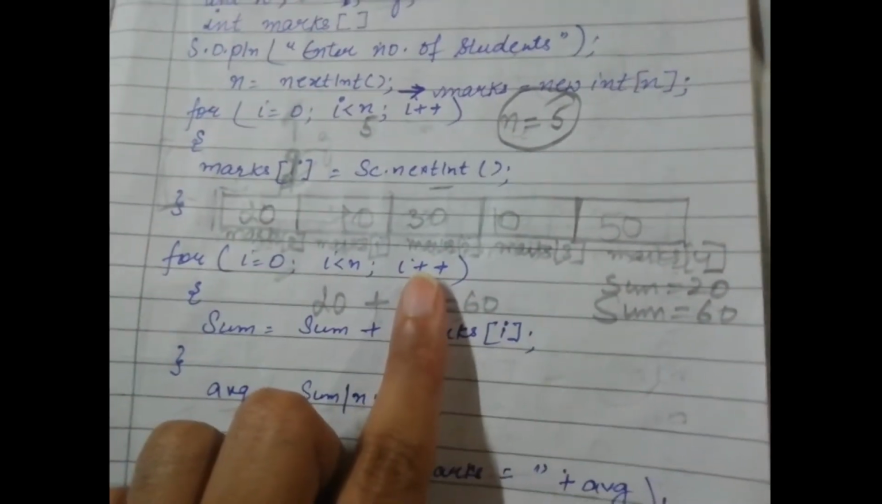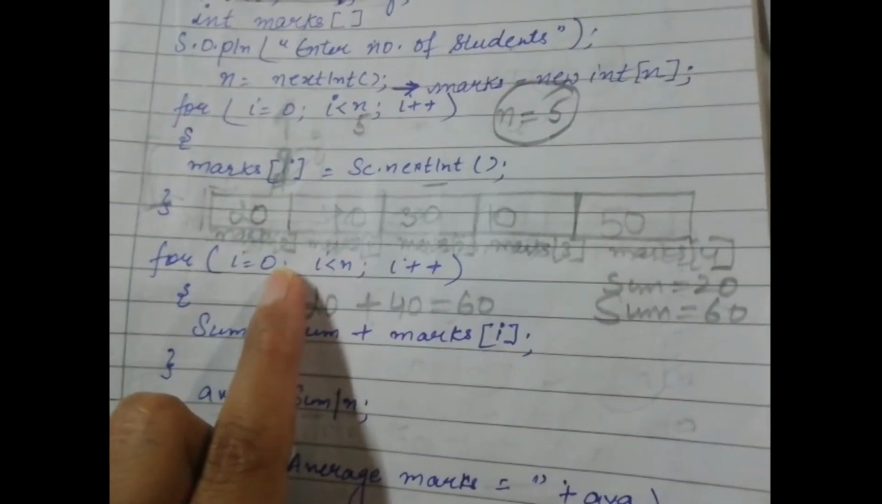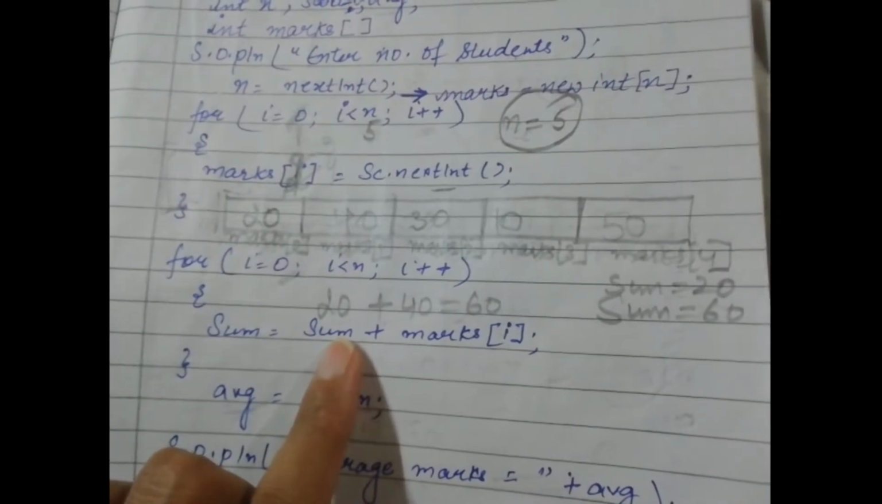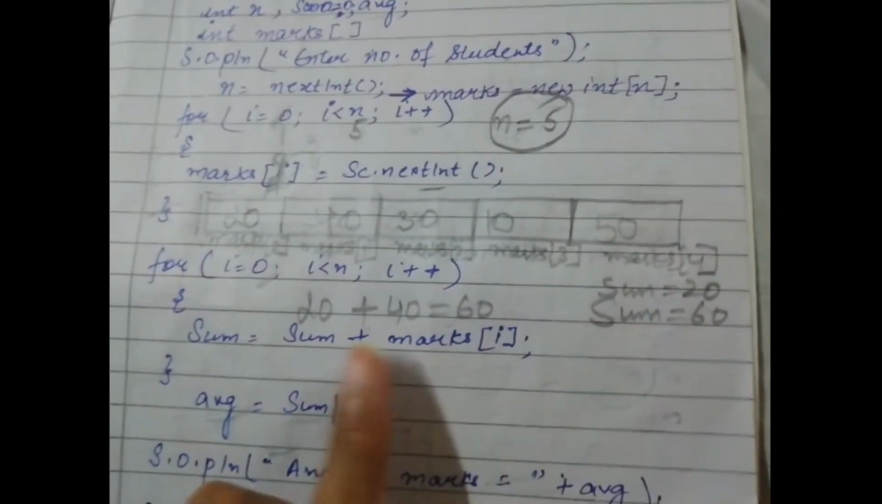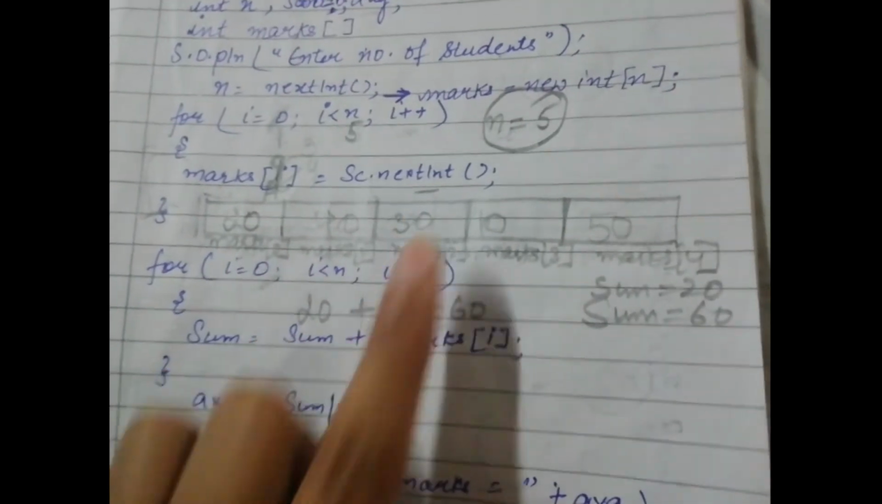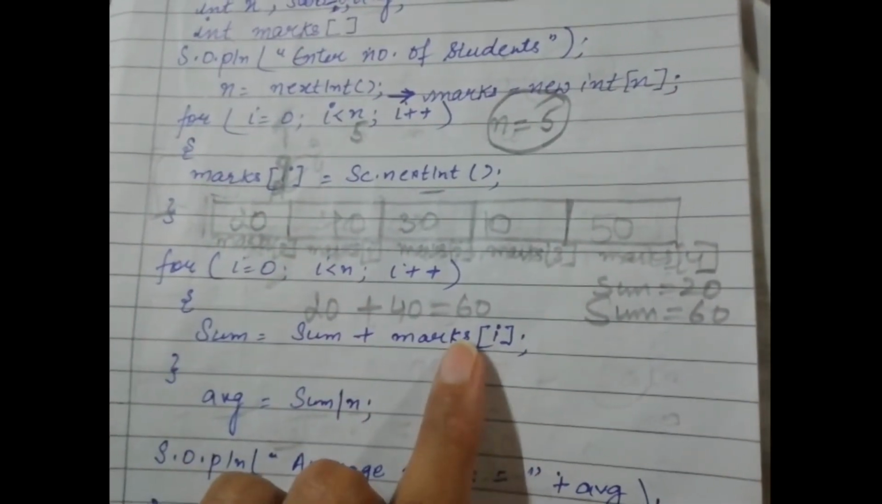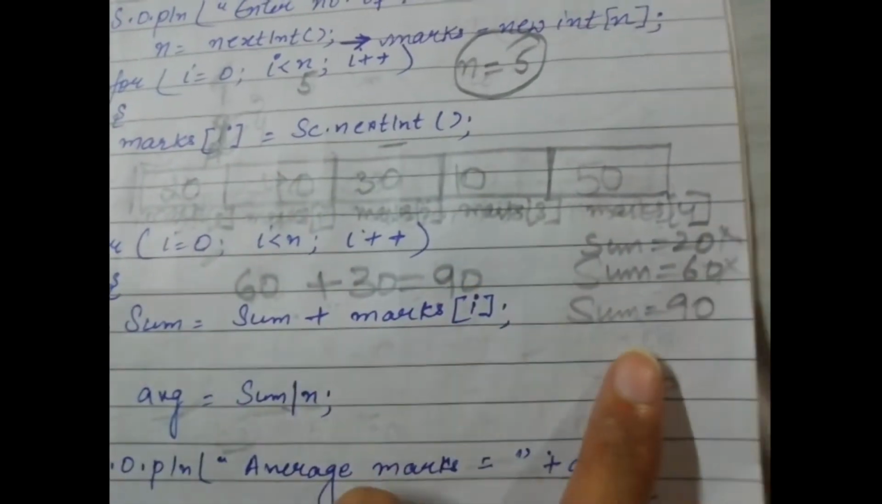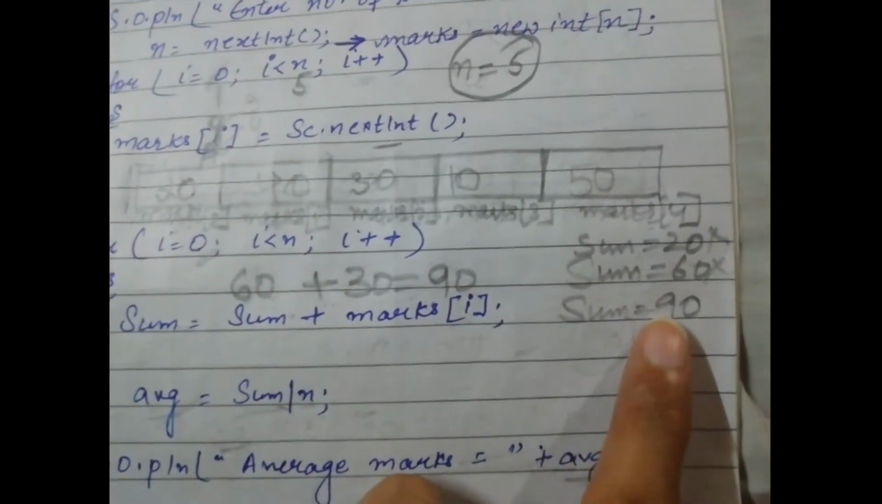After this, i is now 2. i equals 2. 2 is less than 5. Condition true. What is the value of sum? 60 plus marks 2. Marks 2 has a value 30. So 60 plus 30 equals 90. Sum equals 90.